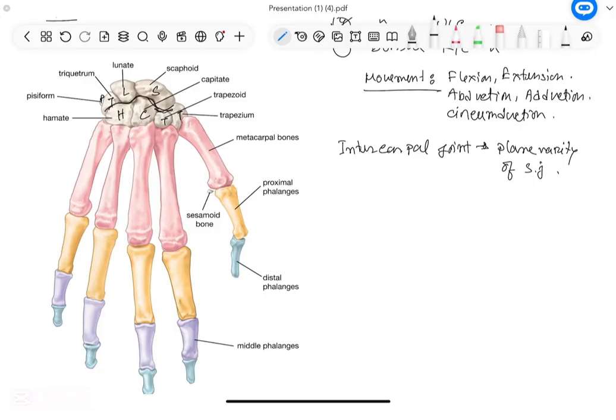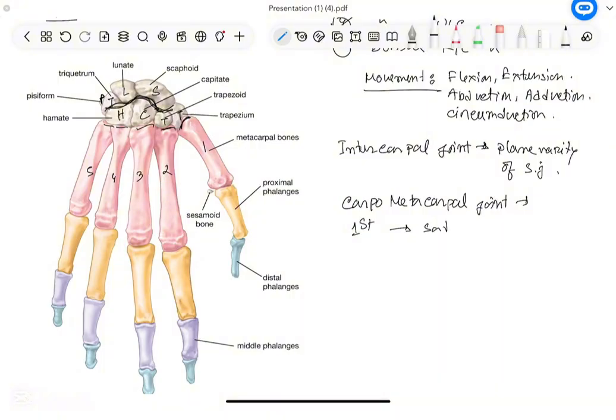The joints in between the proximal and distal rows we call the mid-carpal joint also. Then there is one more joint in between the triquetral and pisiform; this is the pisotriquetral joint. Anyway, all these joints are a plane variety of synovial joint. Then the carpals are attached with the metacarpals: first, second, third, fourth and fifth. The joint formed here is called the carpometacarpal joint. As there are 5 metacarpals, there are 5 carpometacarpal joints.